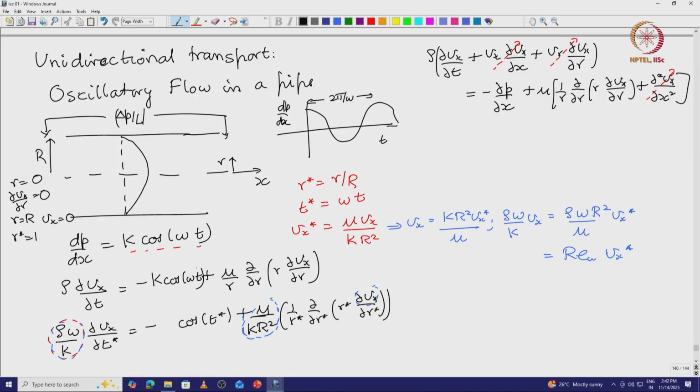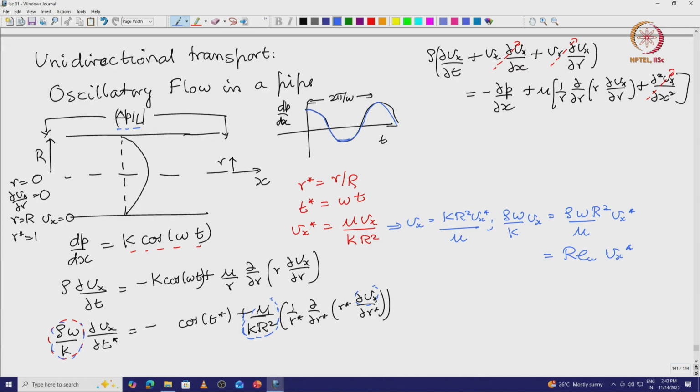In the last lecture, we were examining unidirectional transport, oscillatory flow in a pipe. So, the configuration consisted of a pipe of radius r and the velocity at the wall of the pipe was equal to 0, and we applied a pressure gradient across the ends of the pipe that was an oscillatory function of time with frequency omega or with time period 2 pi by omega. And then we wanted to know what is the velocity profile in this pipe due to this oscillatory flow.